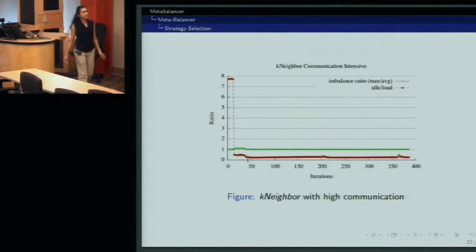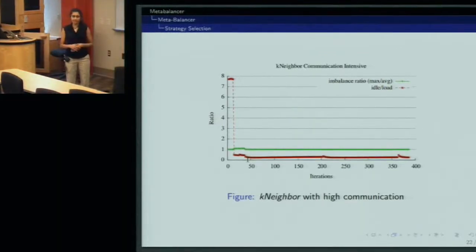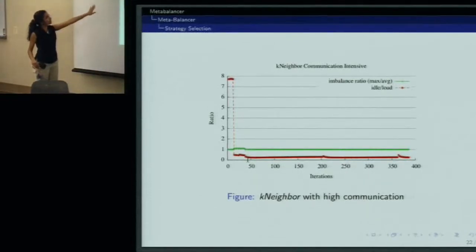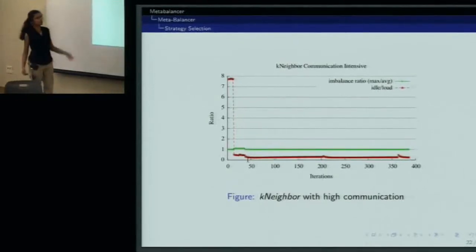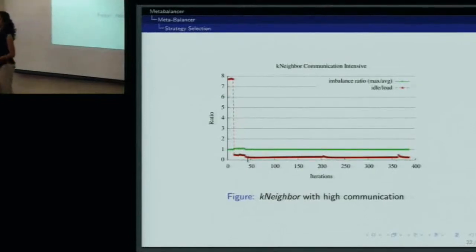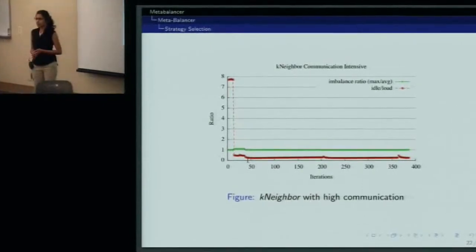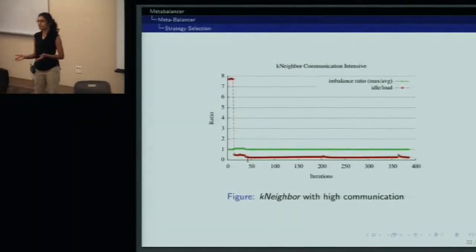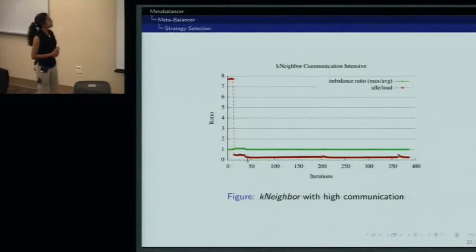The other example here is KNeighbor, in contrast to LeanMD. Again, on the y-axis, the red curve is the idle time, how much idle time there is in the system. The other one is the imbalance ratio. As we see, there is no imbalance at all in KNeighbor. To describe what KNeighbor is, it is a micro benchmark written in Charm++. It has a high communication involved in it. So even though there is no load imbalance, there is heavy communication.